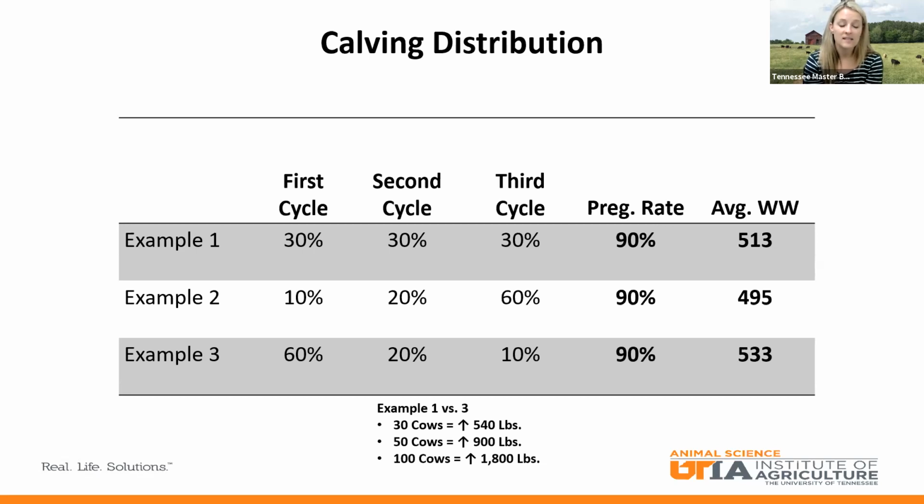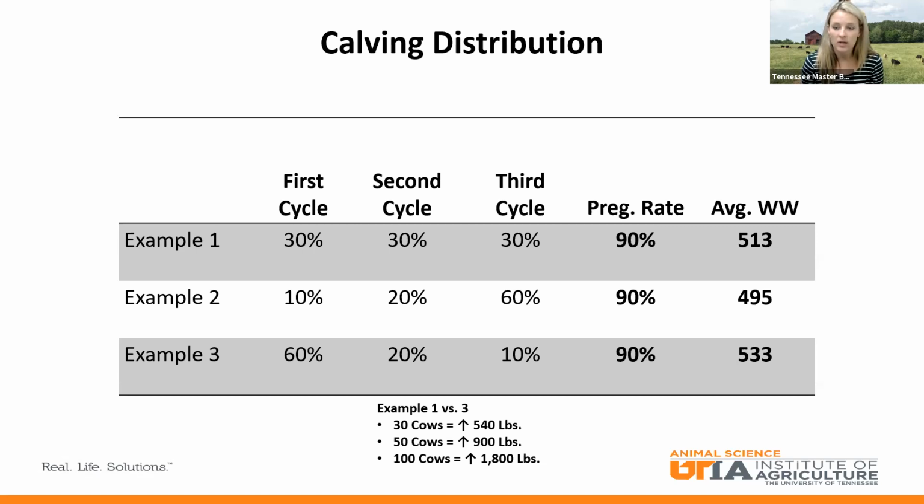Opposite of that is example 3, where maybe we used some synchronization, or maybe our cows were just in really good shape and ready for the breeding season. And we got a big chunk of them bred that first cycle, a little bit the second, and there was just a few to clean up that third cycle. And again, all 3 of these get to the 90% preg rate.